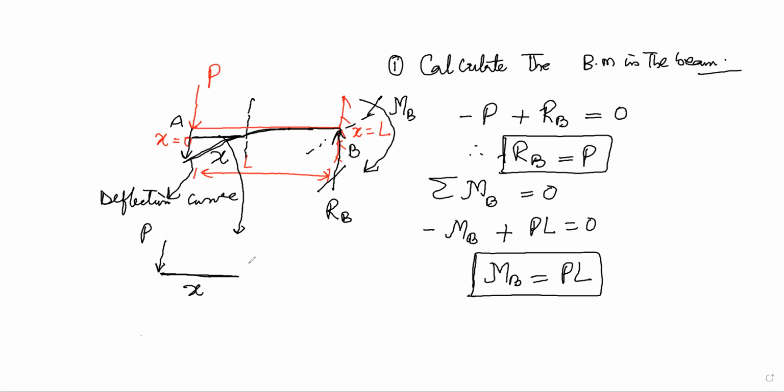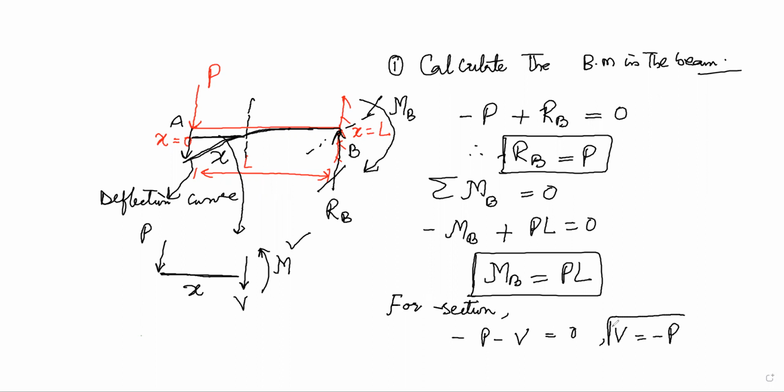The point where we are cutting it, let's suppose there the shear force is V and the bending moment at that very point is M. This M we have to calculate. Again, writing the equations of equilibrium for this section, we can write: P is acting downwards, so minus P minus V is equal to 0. Therefore, shear force V becomes equal to minus P. That's one important conclusion.